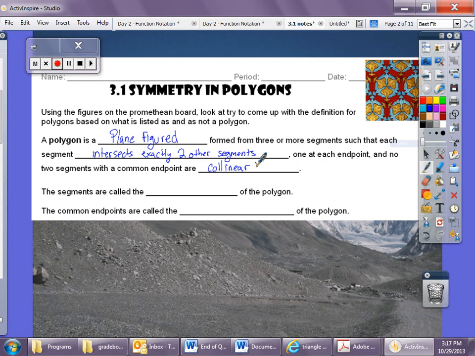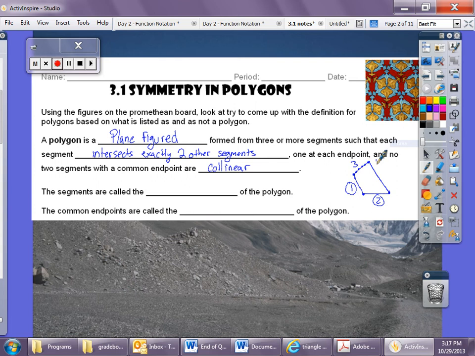The plane figure means it's in a plane. They intersect exactly 2 other segments. Well, here's a segment, segment number 1, intersects segment number 2 and segment number 3. So it intersects those 2 segments at each endpoint, and no two are collinear. Collinear means all the points are on the same line. So they're straight lines. Alright?